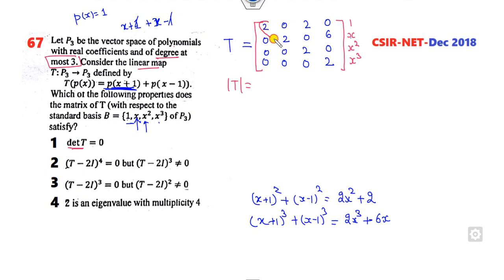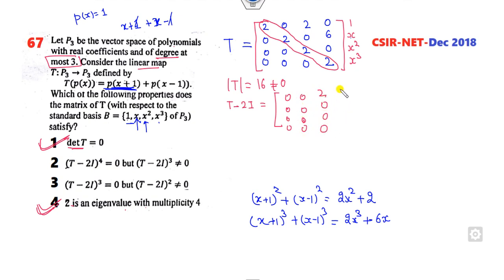Clearly these are the diagonal values. This determinant is 16, which is non-zero. That's the correct option. Now the fourth option is also correct: 2 is the eigenvalue with algebraic multiplicity 4. Fine. Now T minus 2I. So what is that? You can find T minus 2I as 0 0 0 0, 0 0 0 2, 0 0 0 0, 6 0 0.